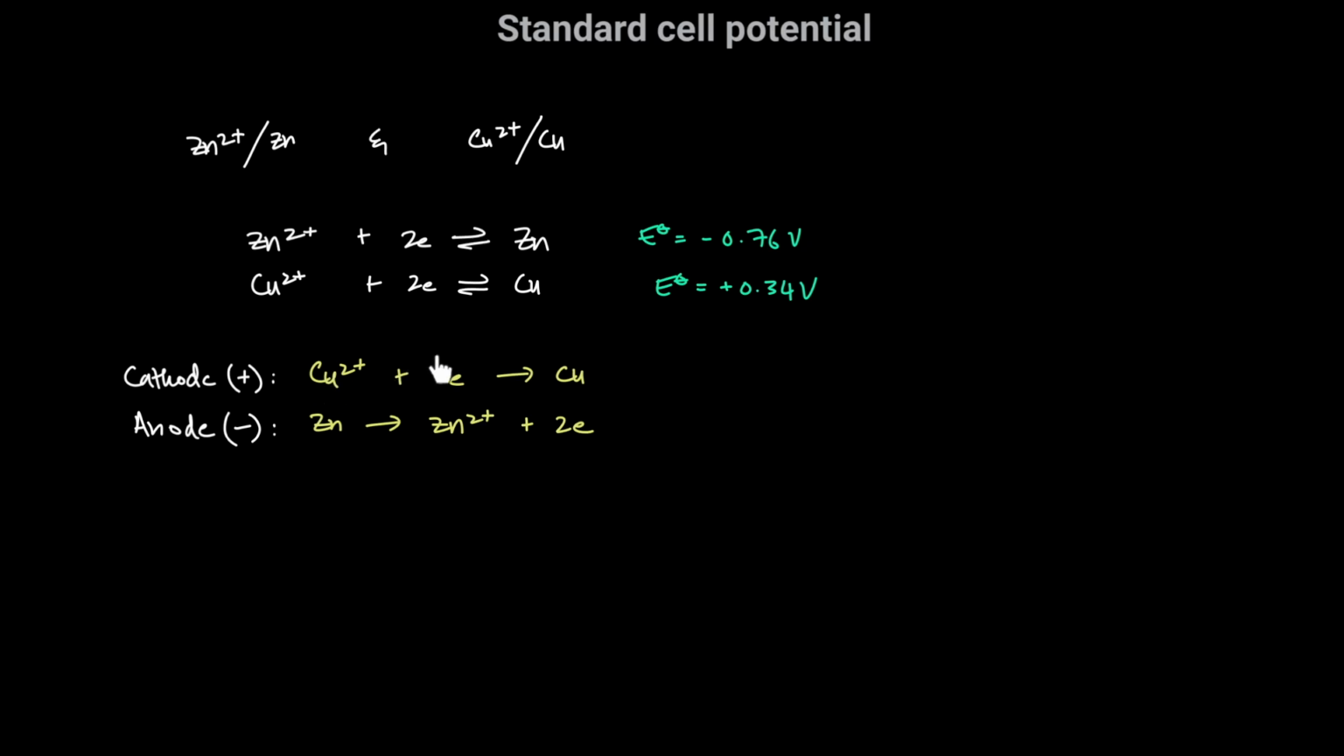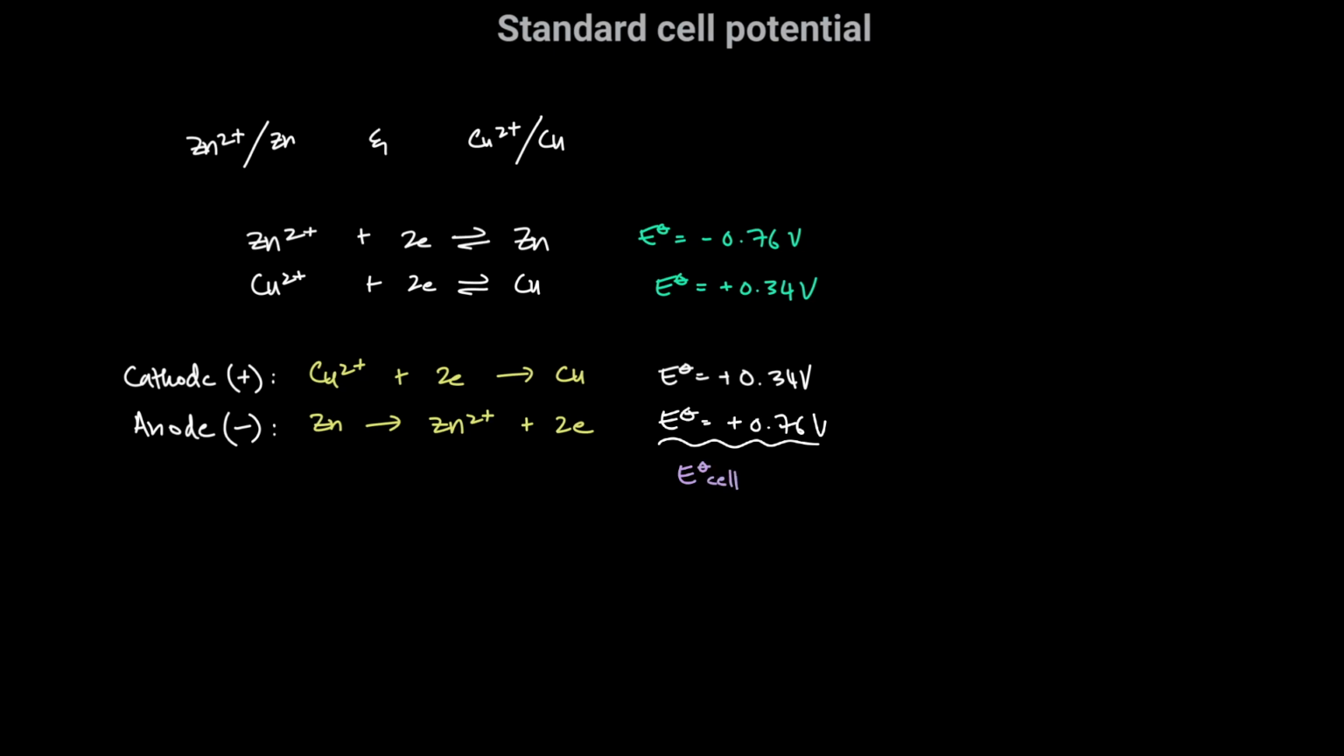Now, what is the electrode potential for the cathode? The electrode potential for the cathode is positive 0.34 volts. And what is the electrode potential for the anode? This one is reversed. The standard reduction potential of zinc is negative 0.76. Here we're talking about the oxidation of zinc, so we're looking at the reverse reaction. So this will be positive 0.76 volts. So then what is the overall EMF of the cell?